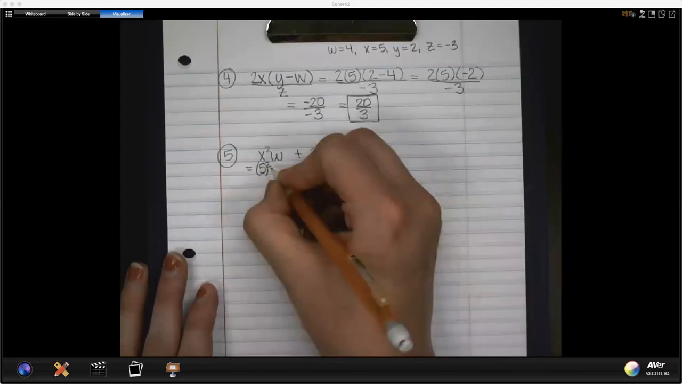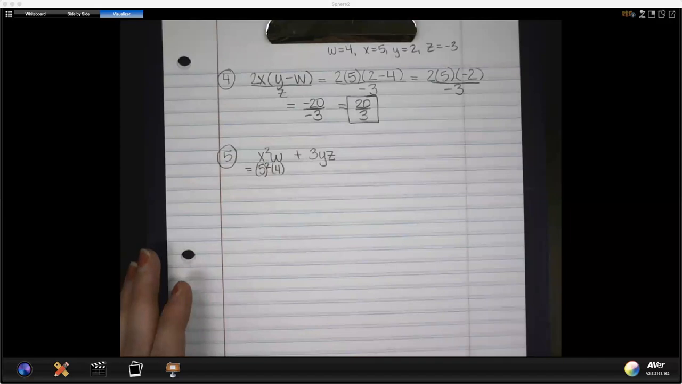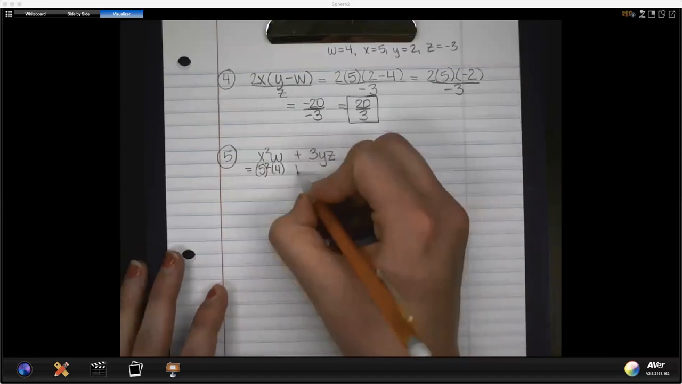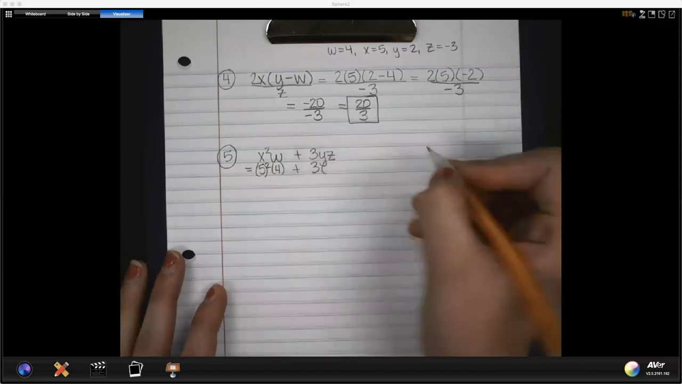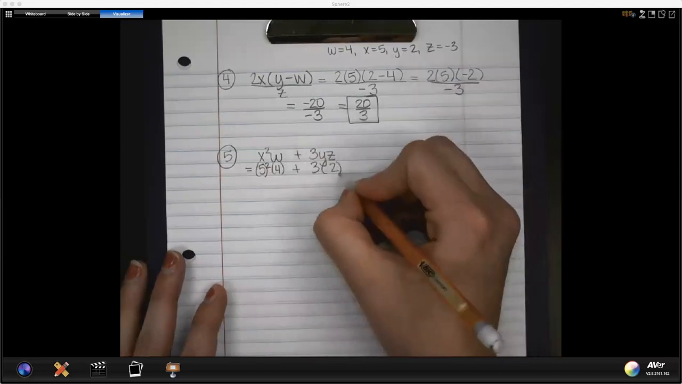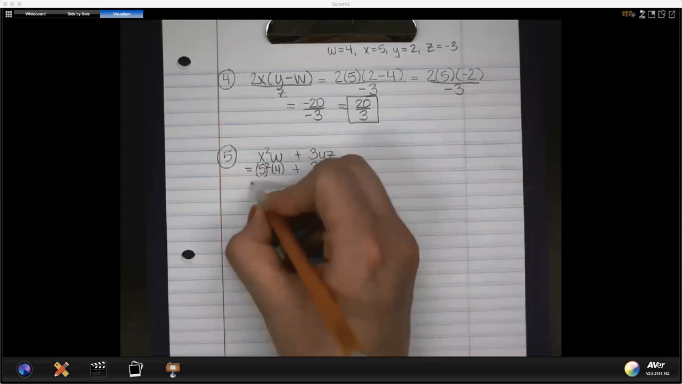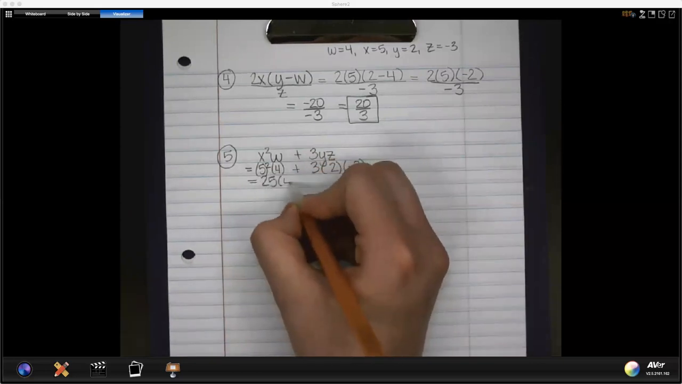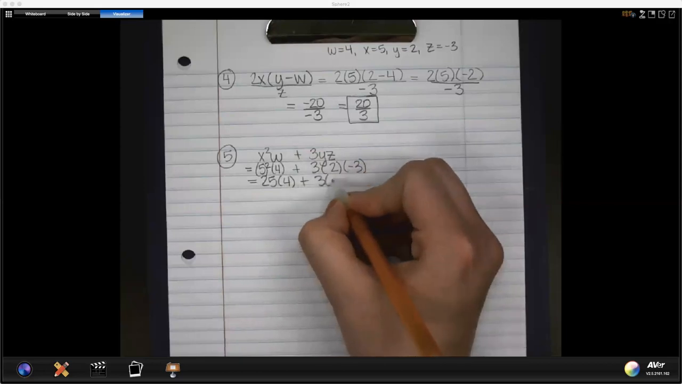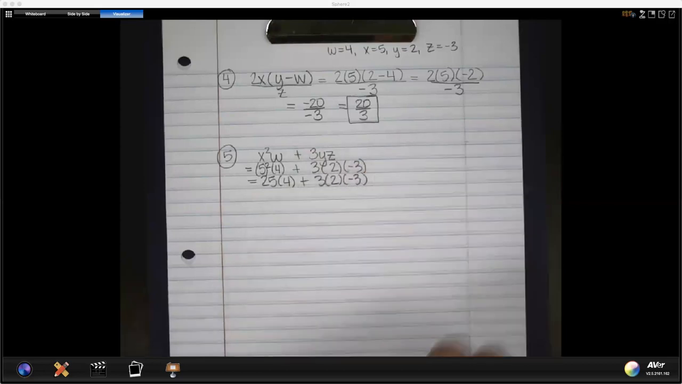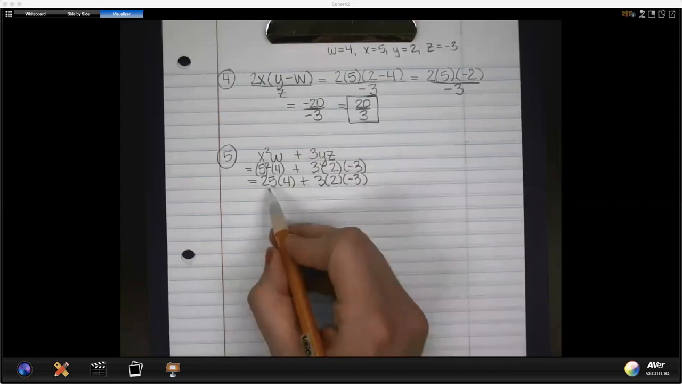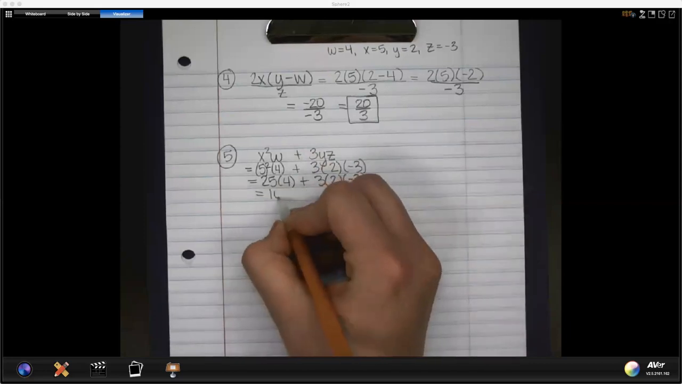And then W, so I would put parentheses around that, so I remember that those are being multiplied to each other. Plus 3 parentheses, Y is 2, and Z is -3. Again, I saw a lot of 3, 2 minus 3. You have to put parentheses around them so you remember. Then we start with our exponents. So 5 squared is 25. Then we start multiplying left to right, 25 times 4, 100.